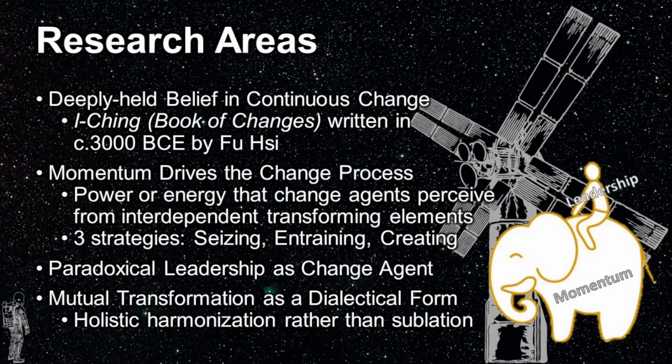The third research area involves the concept of paradoxical leadership as the change agent, recognizing that sometimes the best action for the moment is no action. The last research area is the Yin-Yang's mutual transformation as a dialectical form, the concept that one extreme transforms toward the other while maintaining an embedded seed of its opposite that never goes away. This is a bit different from the concept of sublation we encountered in chapter 7 and is better characterized as holistic harmonization rather than a synthesis of 2 different ideas.